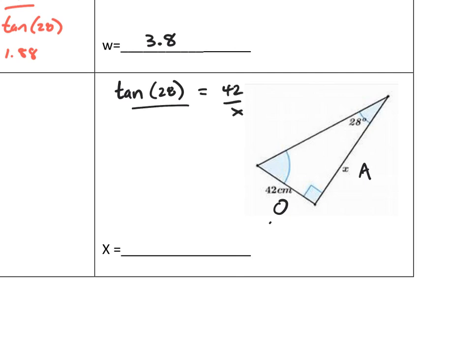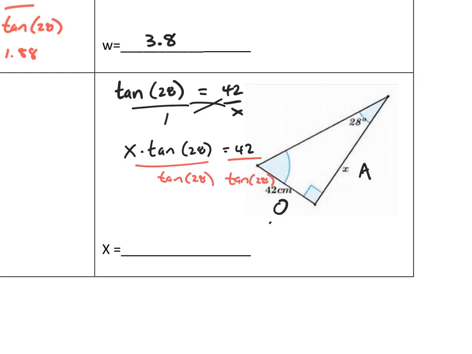Okay, I know the x is in the denominator, so this one's going to involve a little bit more work because we're going to have to solve for x. So I get x times the tangent of 28. What does that equal? That equals 42. How do I get x by itself? Because this says it's multiplication, I want to divide both sides by the tangent of 28. So when I do that, I get that x is equal to 42 over the tangent of 28.